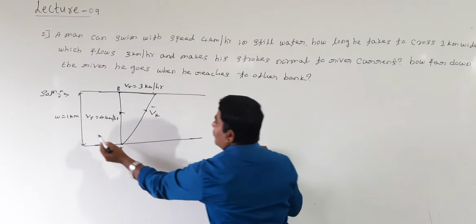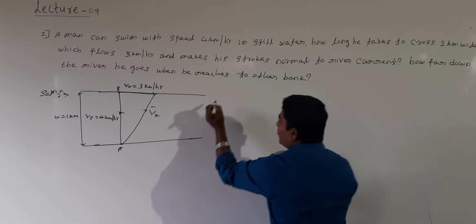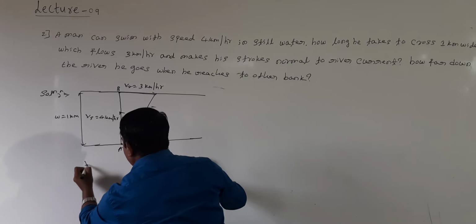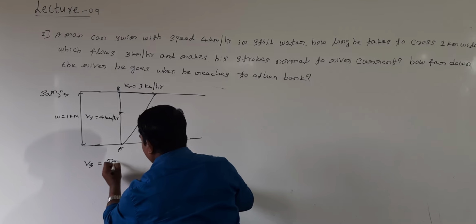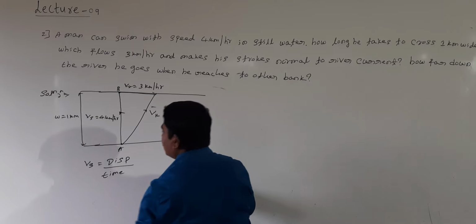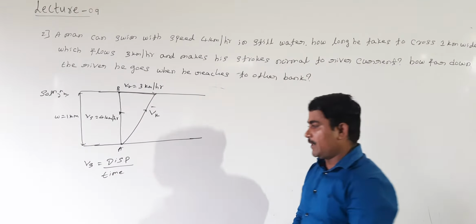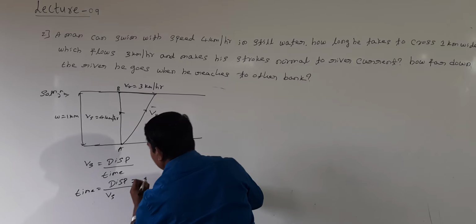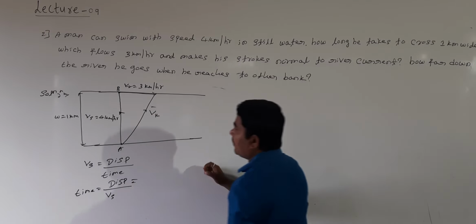We know that displacement is given, speed is given. What is the speed directly? Speed Vs equal to how much? Displacement divided by time, right? We need to calculate time. Time equal to how much? Displacement divided by speed Vs. Right? Displacement means 1 km wide, 1 km wide divided by speed Vs.